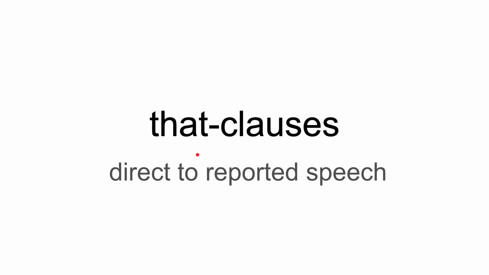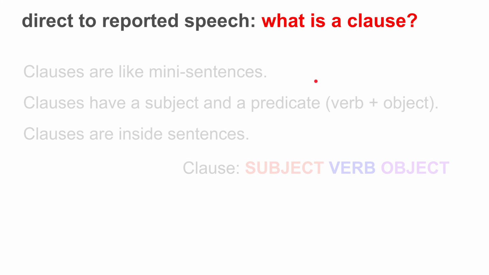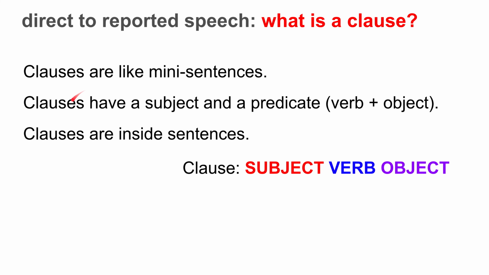Good afternoon. Today we're going to be looking at that clauses and we're going to be learning how to change direct speech to reported speech. So what is a clause? Clauses are like mini sentences. Clauses have a subject and a predicate, that is verb plus object. Clauses are inside sentences. So for example, we have subject, verb, object.